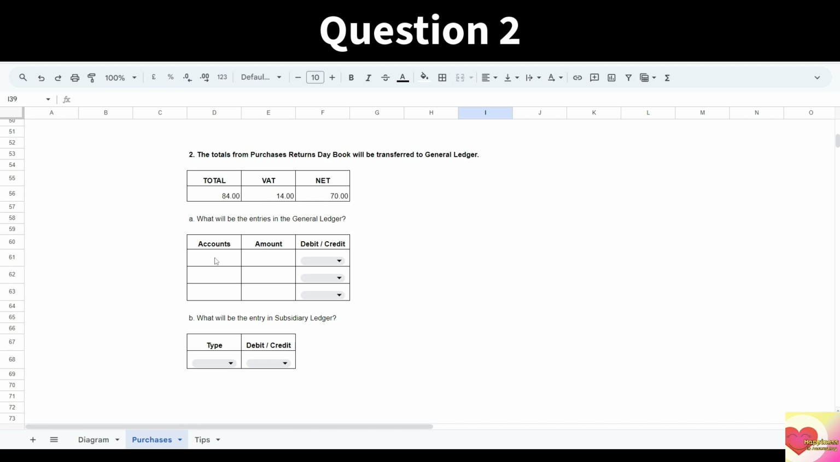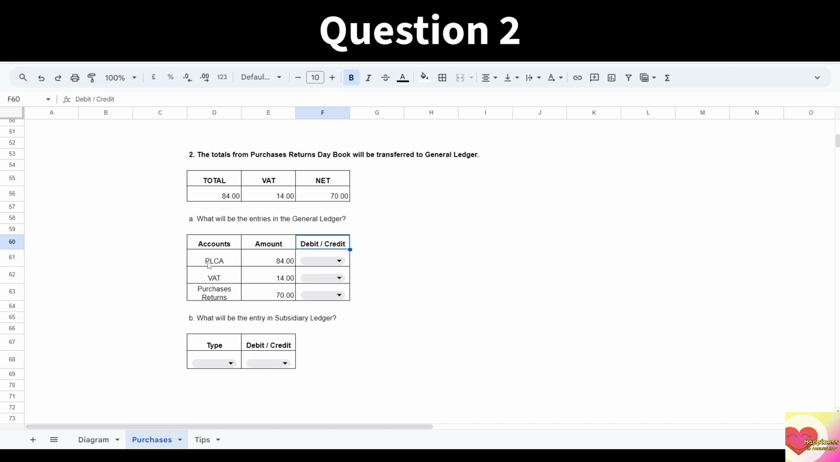First, the total of the total or gross column will go to PLCA. Why? Because the purchases returns also affects our PLCA, or the amount that we are going to pay to our suppliers. Next, the VAT column goes to VAT account, and then the net column goes to purchases returns account. Why? Because remember that this is from the purchases returns daybook. Then let's transfer the amounts. Then let's find out whether they either go to debit or credit.